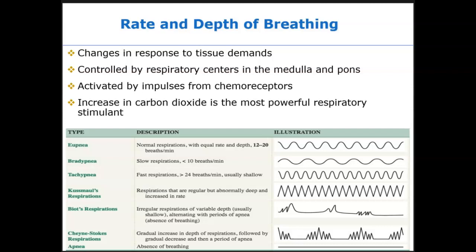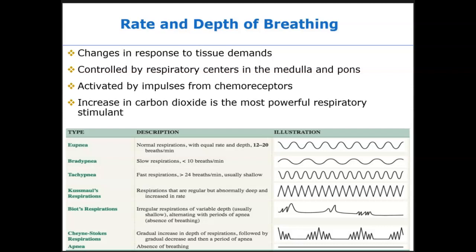The rate and depth of breathing can change due to tissue demands, right? This happens all the time throughout the day. These factors include exercise, respiratory disease, cardiovascular disease, alterations in fluid balances, electrolyte imbalances, acid-base imbalances. Medications can cause this, as well as traumas, infections, pain, and emotional behavior from your patients, right?